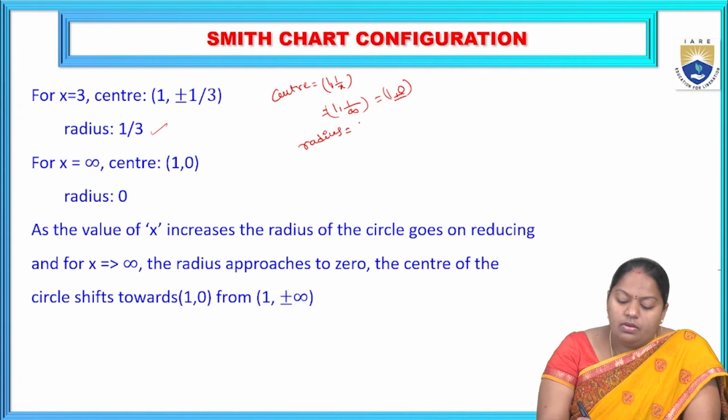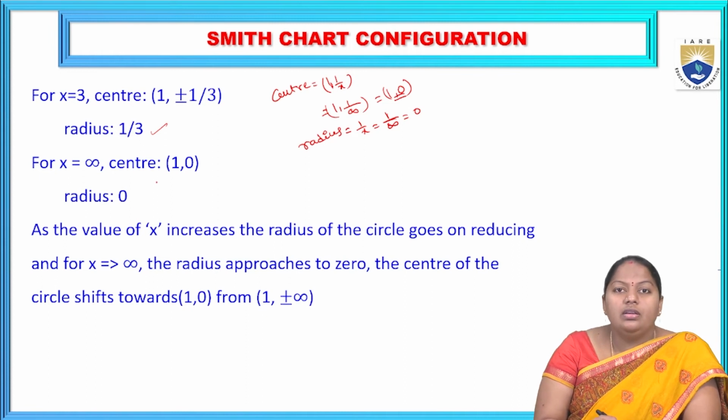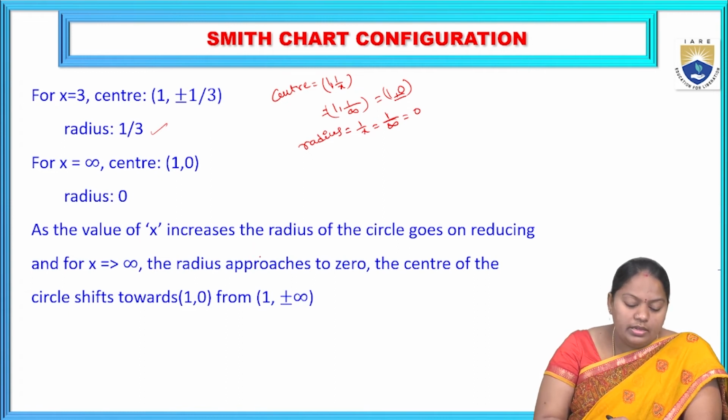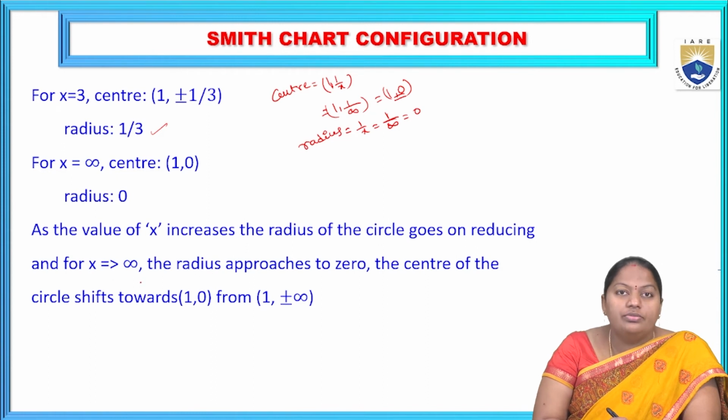Similarly, the radius is equal to 1 by x, then 1 by infinity becomes 0, right? So for x equal to infinity, the center is 1 comma 0 and the radius is equal to 0. For all the values of x, we'll be drawing constant reactance circles with the radii and centers. As the value of x increases, the radius of the circle goes on reducing, and for x tending to infinity, the radius approaches 0.